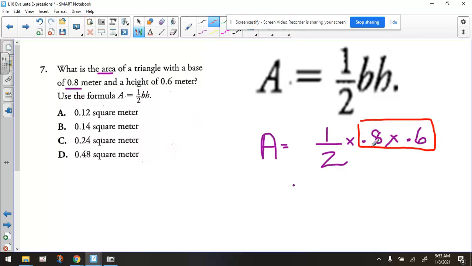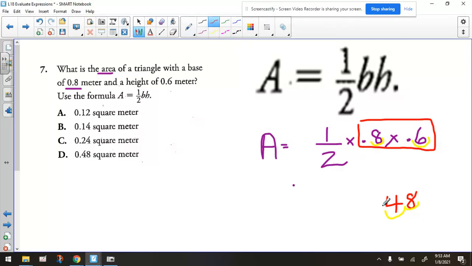If we do 8 times 6, that's going to be 48. But then we have to remember that we have to go over 1, 2. So we have to go over 1, 2. So that means that the decimal is going to go right here if we move that 2 to the left. So this times this is 48/100.